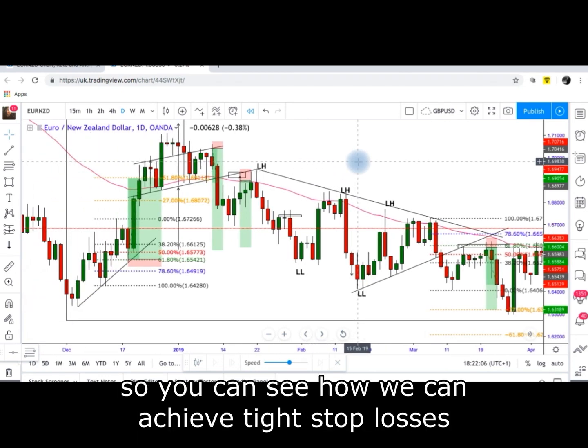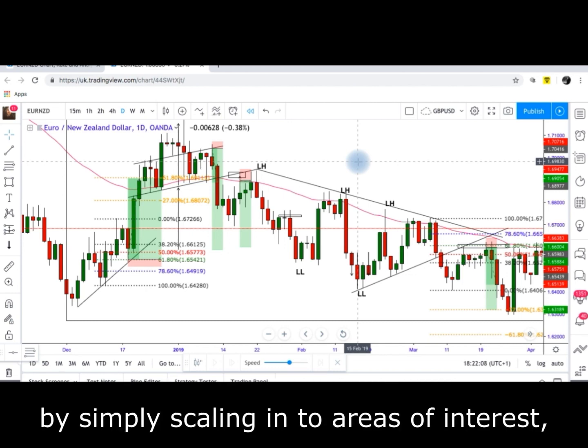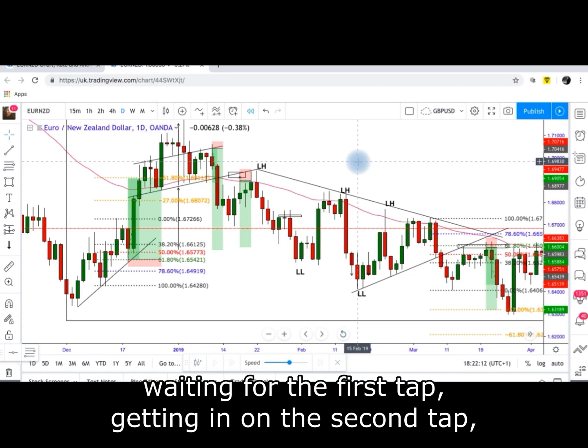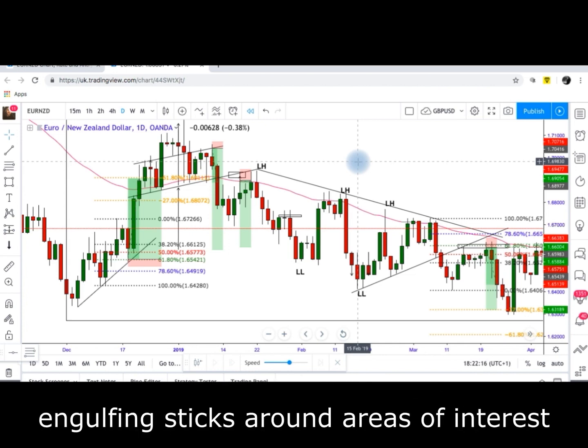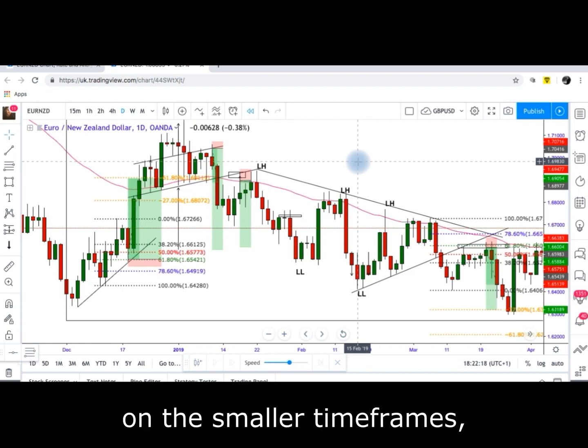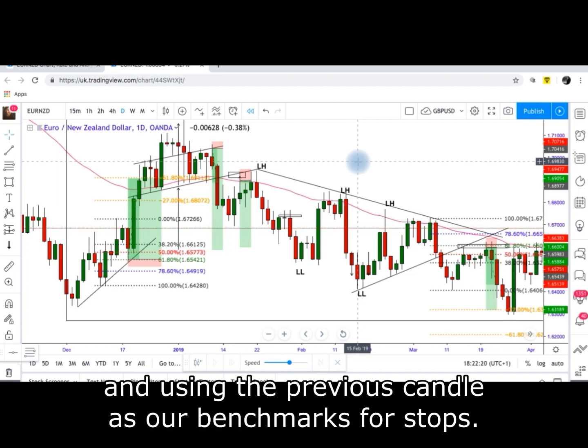So you can see how we can achieve tight stop losses by simply scaling in to areas of interest, waiting for the first tap, getting in on the second tap, or seeing things like bearish or bullish engulfing sticks around areas of interest on the smaller time frames, and using the previous candle as our benchmark for stops.